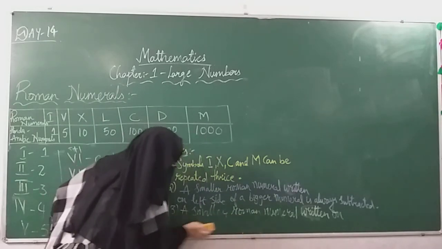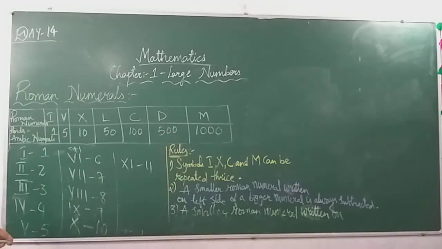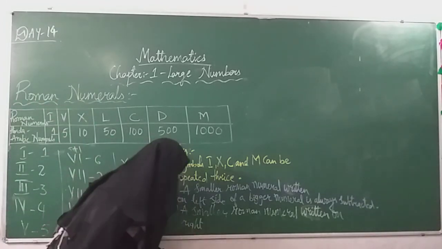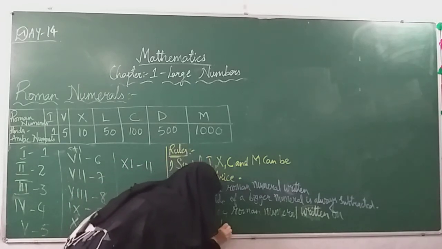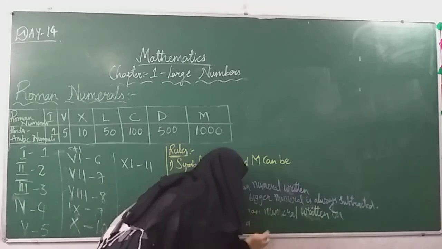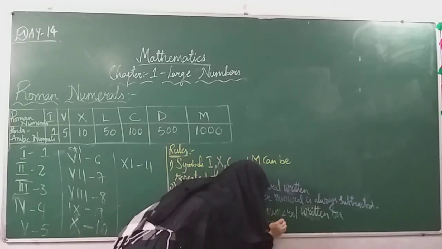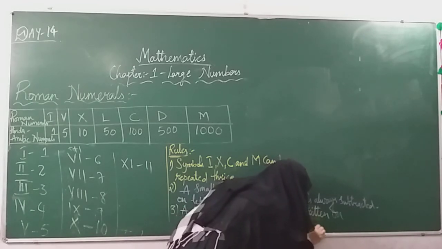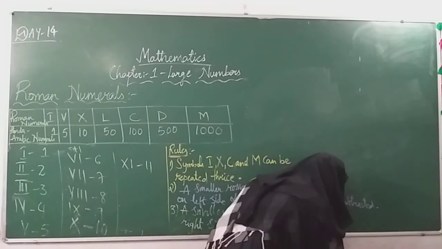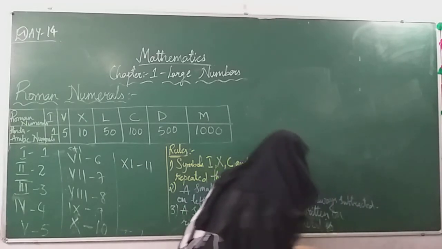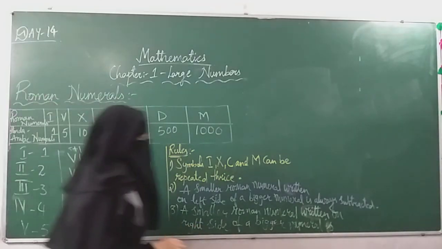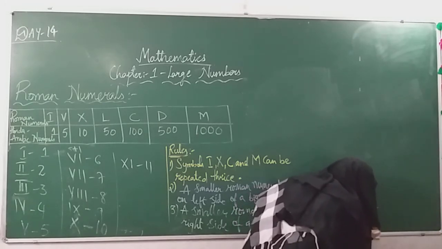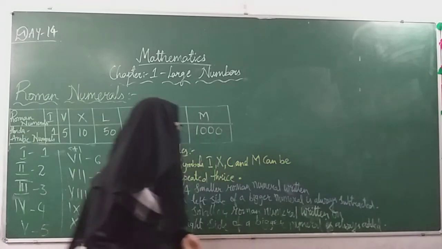Wait, I'll write it. I think it is not visible. I'll try to write here: a smaller numeral written on the right side of a bigger numeral is always added. Here we are adding or subtracting. Adding is always added. Understood? So we have 3 rules.